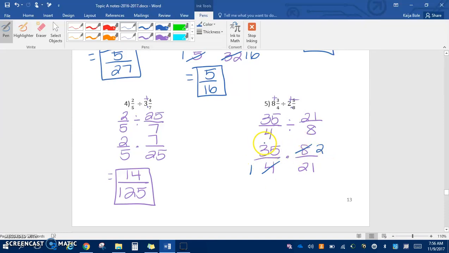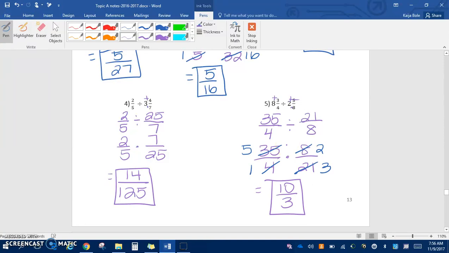you can divide both of those by 7. If we divide them both by 7, this becomes 5, and this becomes a 3. And now if we just multiply across, we get 10 over 3, which we can't simplify anymore. So that is our final answer.